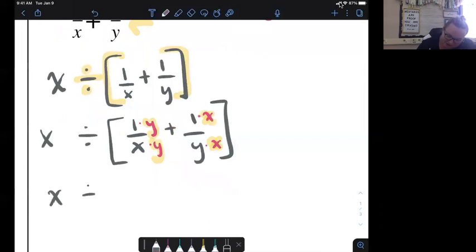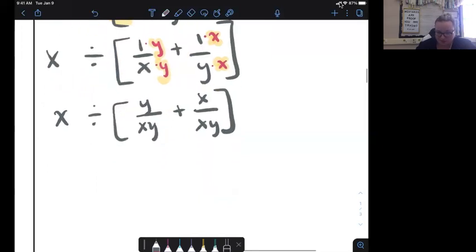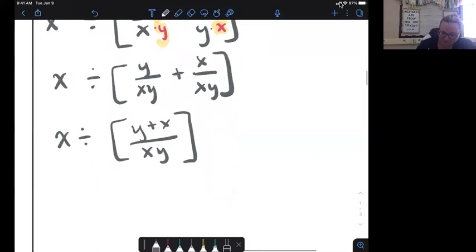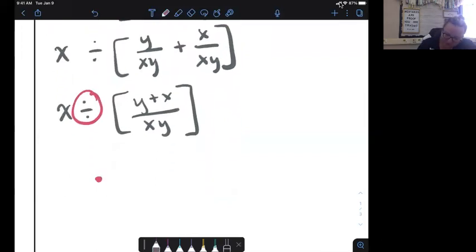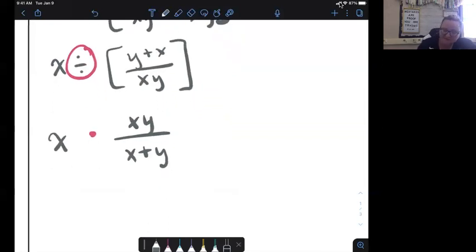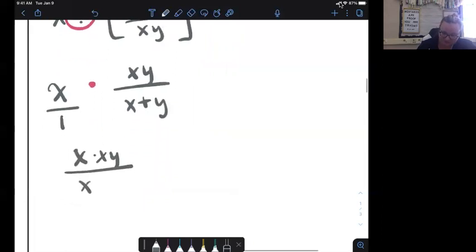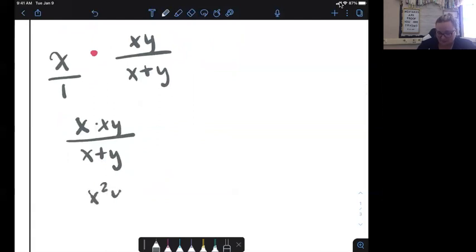So from there I have x divided by (y over xy plus x over xy). 1 times y is y, 1 times x is x, over xy. Now my denominators are the same, so I can combine them into one fraction. I'm going to have y plus x over xy. Then I'm going to change my division to multiplication, but I have to flip the second fraction. So I have x and then y plus x. Just kidding, I'm going to flip that like I said: xy over x plus y. Then x is technically over 1. So when I multiply this, I'm going to have x times xy over 1 times x plus y. x times xy is x squared y over x plus y.